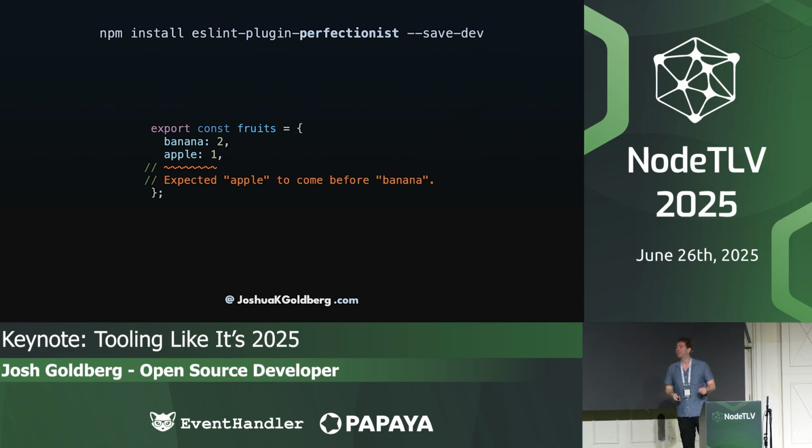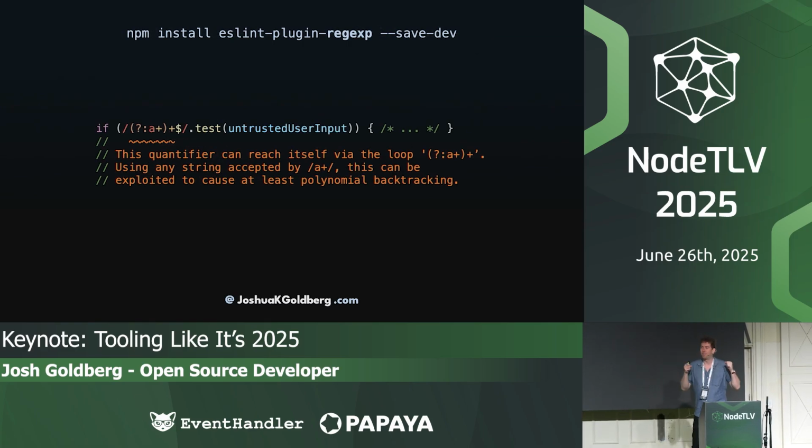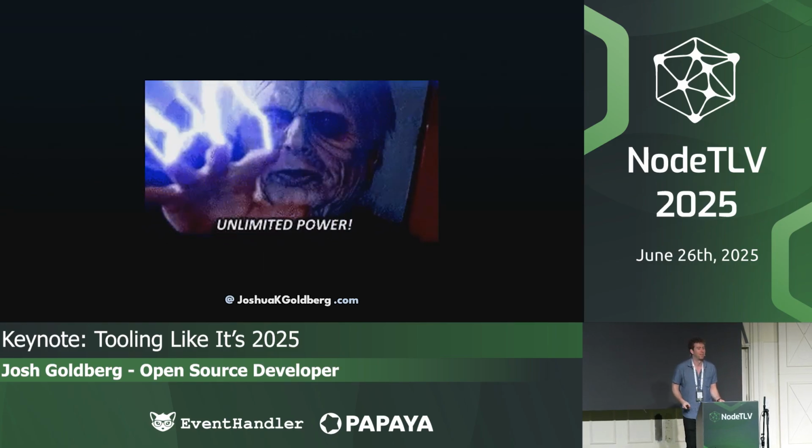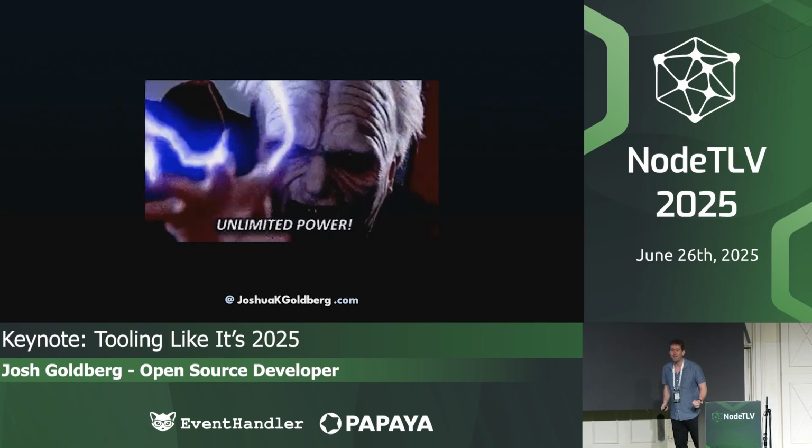You get to choose. But something that everyone should have enabled is the regular expression plugin, which detects, among other things, polynomial backtracking in regular expressions, which is, I think, one of the top reasons for the CVEs that constantly get spammed around on GitHub. There's a lot of powerful stuff in the ESLint plugin ecosystem. And what's the downside of all that power?